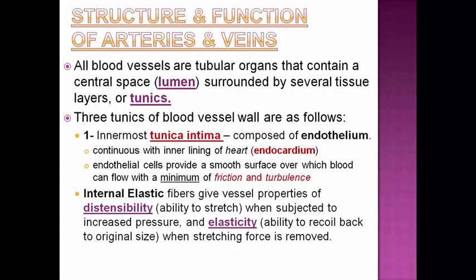Now, if we start to analyze each one of these, both arteries and veins have three different layers or tunics. We know the central area of an artery and a vein is known as the lumen, L-U-M-E-N, and then the layers are the tunics. Starting from inside to the outside layer, you have the innermost layer, which is known as the tunica intima.